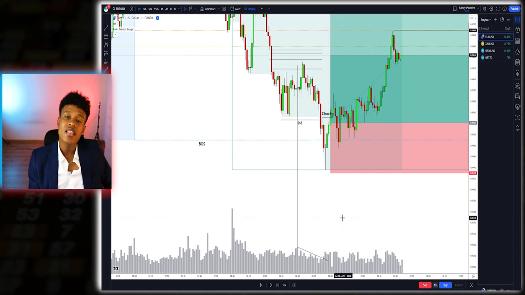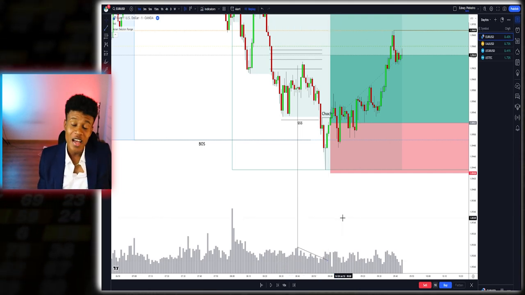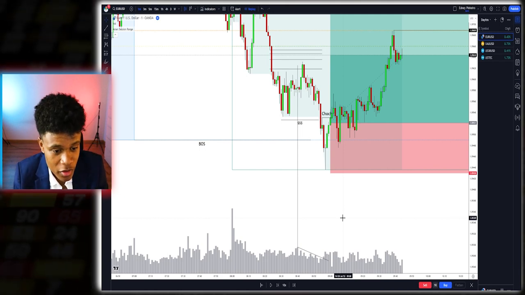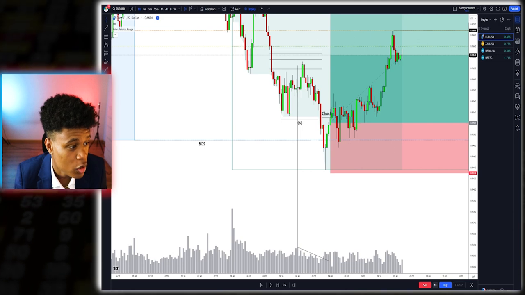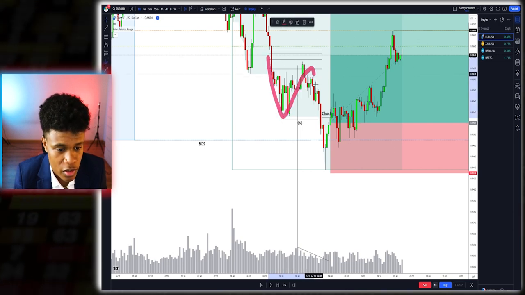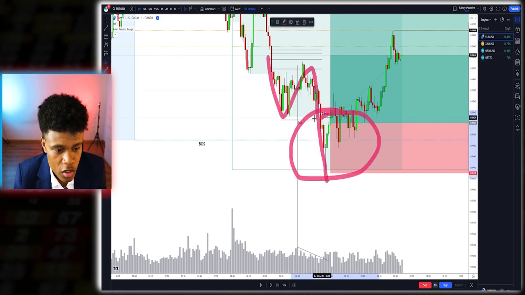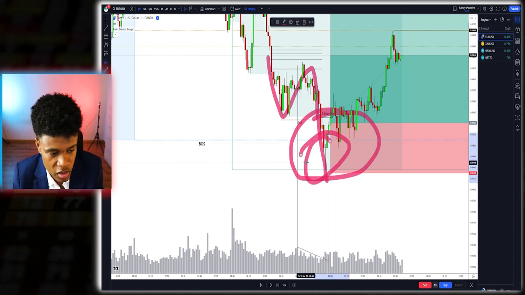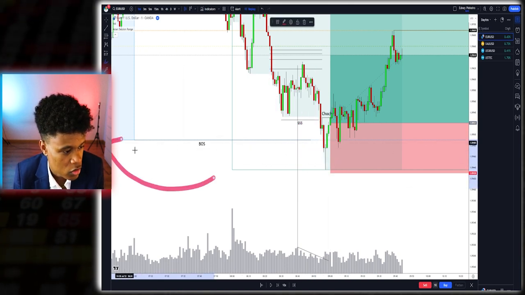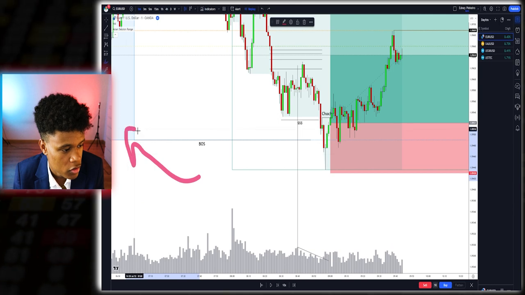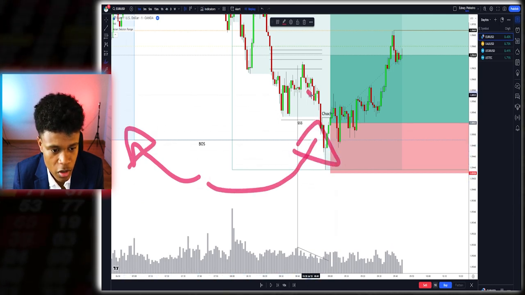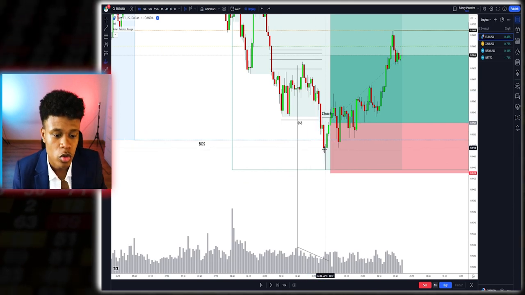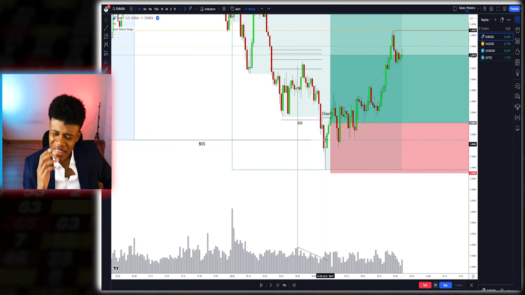Then suddenly, what happened? Suddenly, as you guys can see, we grabbed the liquidity at the low of Asia session. And after grabbing the liquidity at the low of Asia session, that's exactly what happened here with this push to the downside. The low of Asia session, sorry, is exactly right here, right? So we grab the liquidity at the low of Asia session with this push to the downside, this push right here.